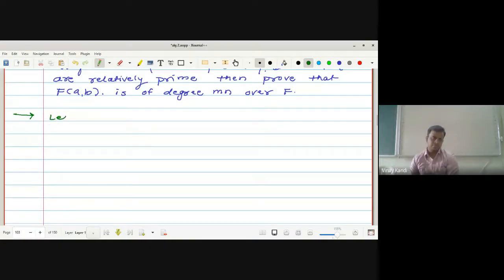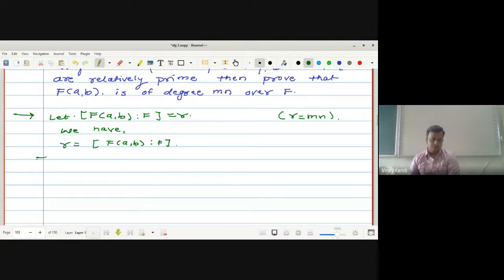Let the degree of F of ab over F be r. If we show that this r is nothing but mn, the result is true. We have to prove that this r is equal to mn. So we have r is equal to the degree of F of ab over F. So r is nothing but the degree of F of ab over F of a, by transitivity of finite extension, times the degree of F of a over F.